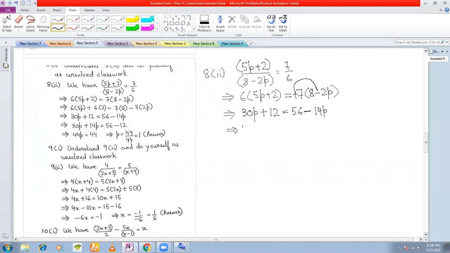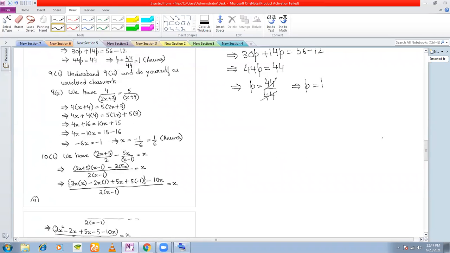Now you take the p's together. 30p, you want to bring minus 14p to this side, so this becomes 14p, and plus 12 you take on the other side, so this becomes 56 minus 12. So this is 30 plus 14 will give you 44p, and 56 minus 12 will give you 44. Now you divide both sides by 44 to get p is equal to 44 divided by 44. That means you get p is equal to 1. Okay, this is your answer.